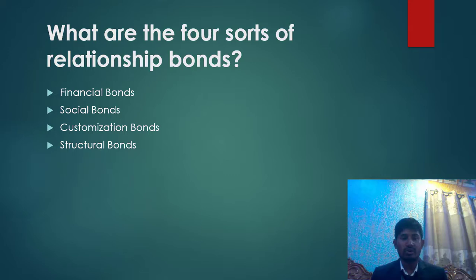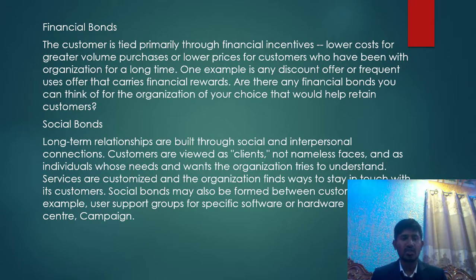What are the four sorts of relationship bonds? Financial bond, social bond, customization bond, and structural bond. Financial bond. The customer is tied to the organization through financial incentives, such as lower cost for greater value and purchase, or lower prices for customers who have been with the organization for a long time. One example is any discount offer, frequently used, that carries a financial reward. Are there any financial bond tools you can think of that would be helpful to customers?